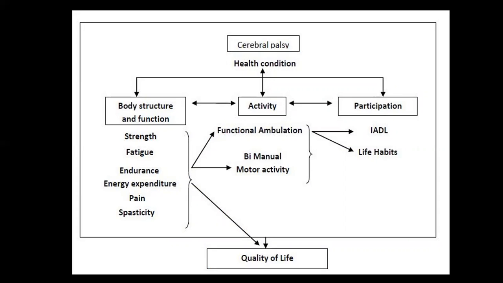When you come to the activity domain, we use functional ambulation, we use bimanual motor activity as an outcome measure. We can use the 1 minute walk test, 1 minute run test, 6 minute walk test, etc., or energy expenditure studies. During assessment of participation in cerebral palsy, we would use certain kinds of scales or outcome measures which will tell you about the participation status. And overall, when we try to measure a person's condition, we would be using a health status measurement known as quality of life.